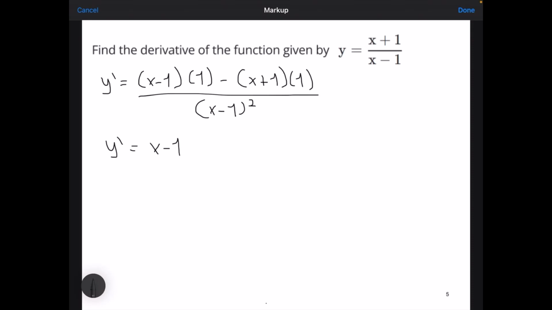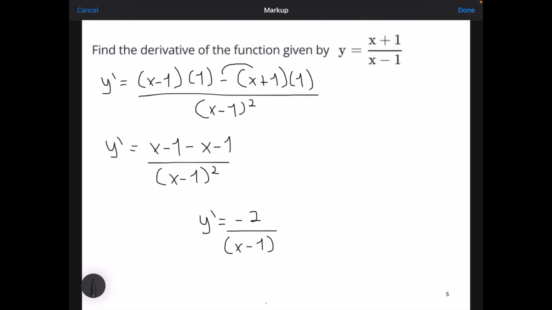So y prime will give me x minus 1 times 1 is x minus 1, and x plus 1 times 1 is also x plus 1, but we need to distribute the negative sign to both of them, so that becomes negative x minus 1 over x minus 1 squared. So y prime is going to be negative 2 over x minus 1 squared.